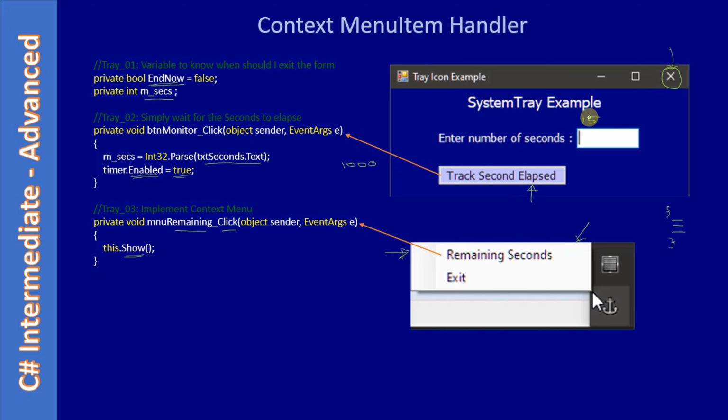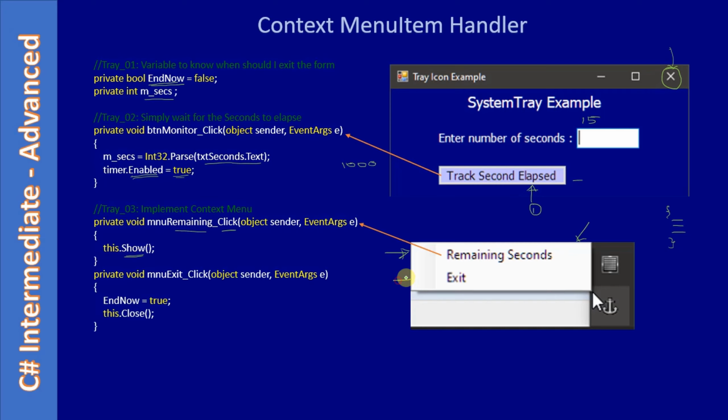So the idea here is a user will type some seconds here, 15 seconds. They will click on this track seconds elapsed button, and the timer will run and it will start updating the counter here. So the counter will change periodically every 1 second, and it will show 14, 13, 12 like that. When user closes that, the timer will still tick and it will update this label. And if user wants to see how many seconds elapsed, or the remaining seconds, they can click this menu item. The form will show and it will show the current running count here. Alright, so that's the purpose here. We are simply showing the form.